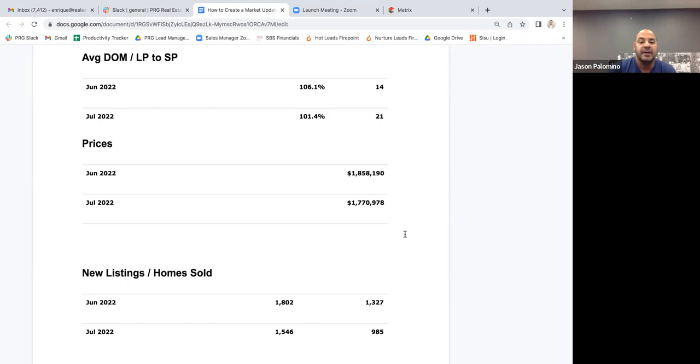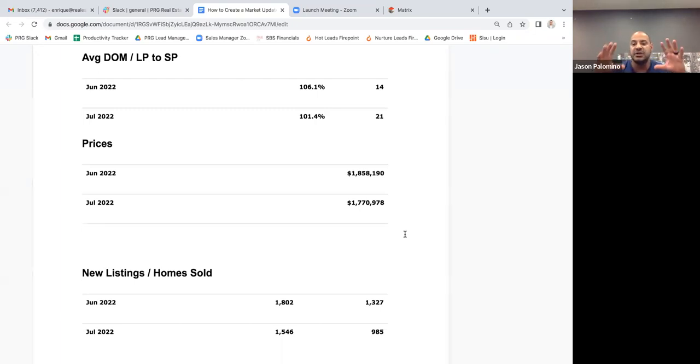Now the days on market, the properties have been sitting on the market a little longer in the month of July, 21 days versus in June, about 14 days. In regards to the percentage of what the prices have gone down, in June, the prices were selling for about 6% above the list price. Come July, they're selling for about 1% higher. So that's a difference of about 5%. In regards to new listings and homes sold, in June, there were about 1,800 new properties listed and about 1,300 that actually sold. In July, we have about 1,500 that were listed and about 985 sold.